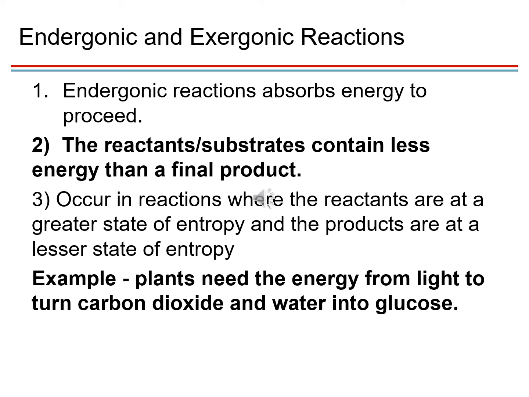For example, plants need to use energy from light to turn carbon dioxide and water into glucose. This carbon dioxide and water have higher entropy, or higher disorder. The final product is glucose, and glucose has less entropy, or less disorder.